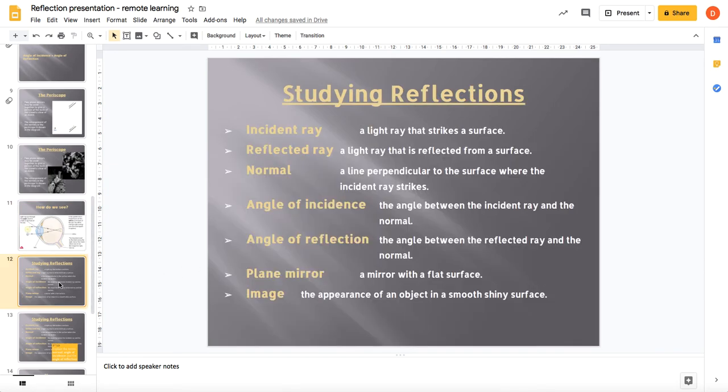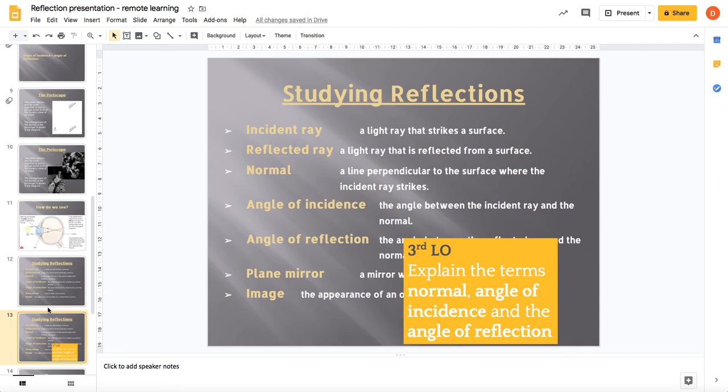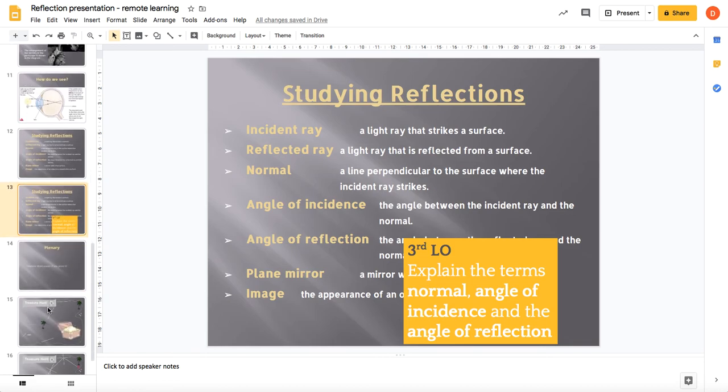So here we have some key terms which you can then put into that first document that I showed you. And there's our third learning objective, explaining the terms normal, angle of incidence, angle of reflection.